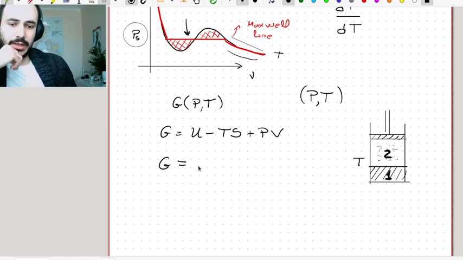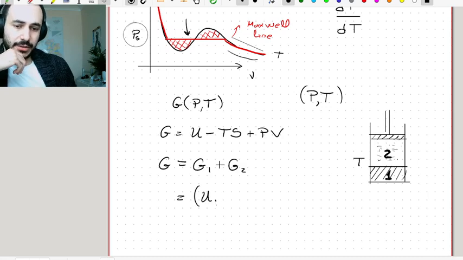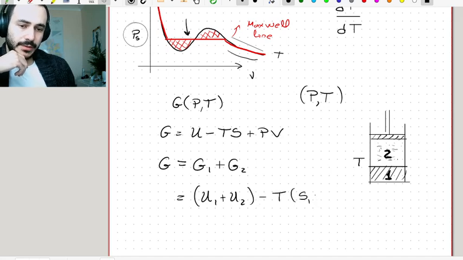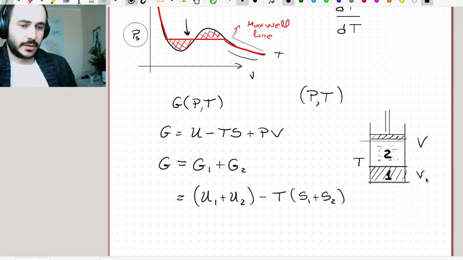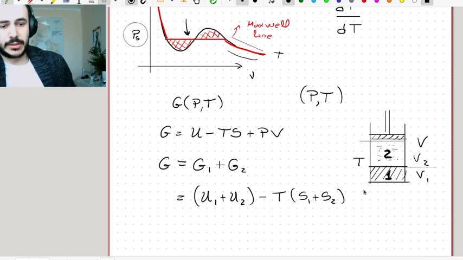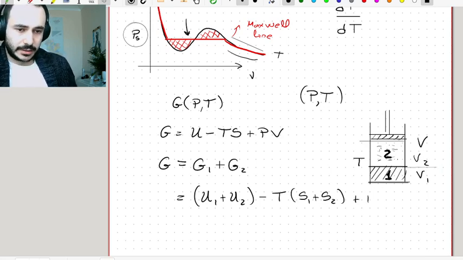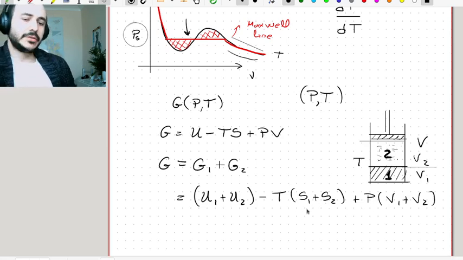The Gibbs potential of the total system is additive, so this is G1 plus G2. Given the definition of the Gibbs potential, this means that the internal energy is additive, and that the entropy is also additive, S1 plus S2. Of course the volume is additive anyway, because I have some volume V, which is split into V1 and V2, because what else could it be? The gas occupies the part that the liquid is not occupying. So it is obvious that the volume is additive, but we are making the assumption that entropy and internal energy are additive.